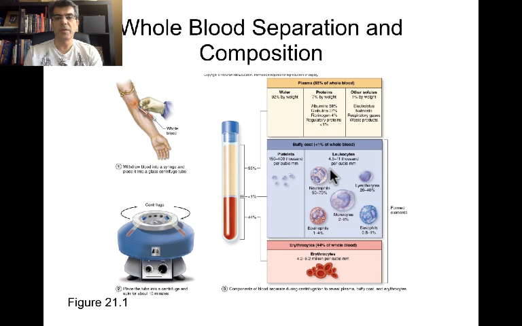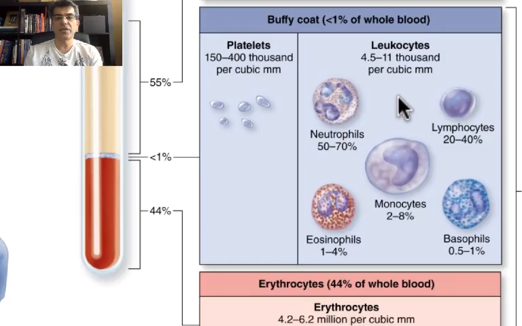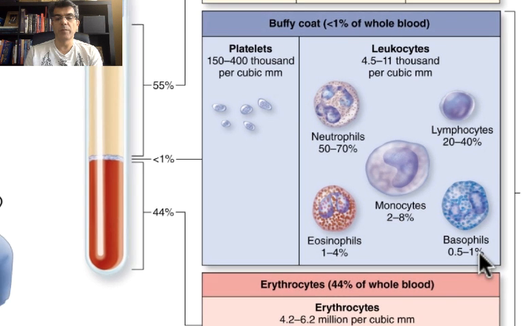If we go back to this picture, you can see the percentage of each of these white blood cells, and I want you to know them. Neutrophil is the most common white blood cell. 50 to 70% of your white blood cells are neutrophils. The second most common one is lymphocyte, 20 to 40%. Monocyte is between 2 to 8%. Eosinophil between 1 to 4%. And basophil is the rarest one, and that is between 0.5 to 1%.